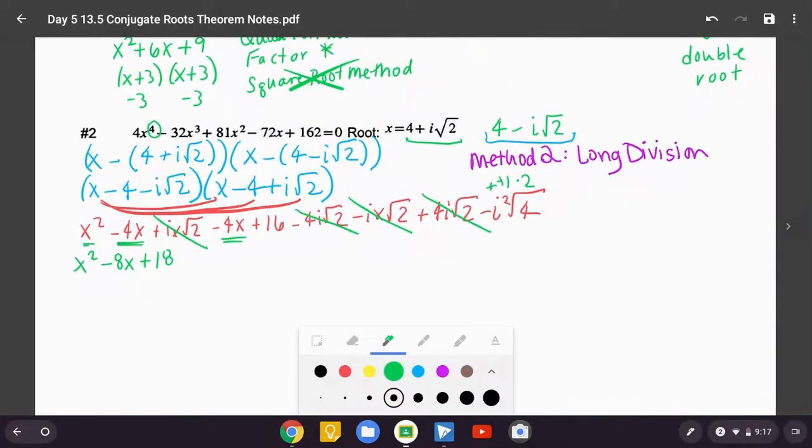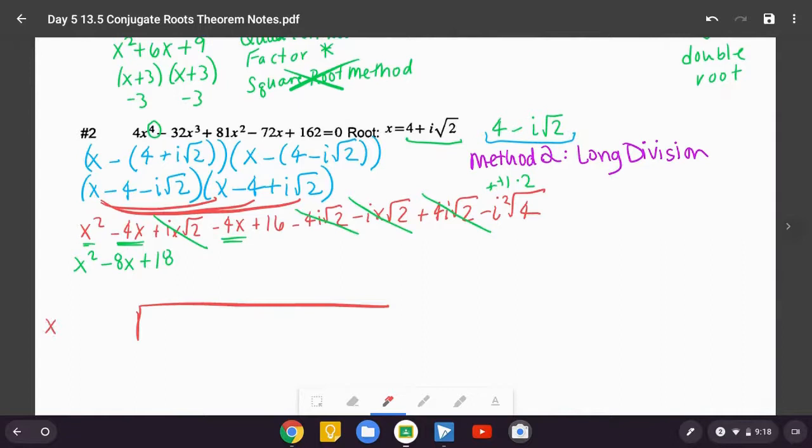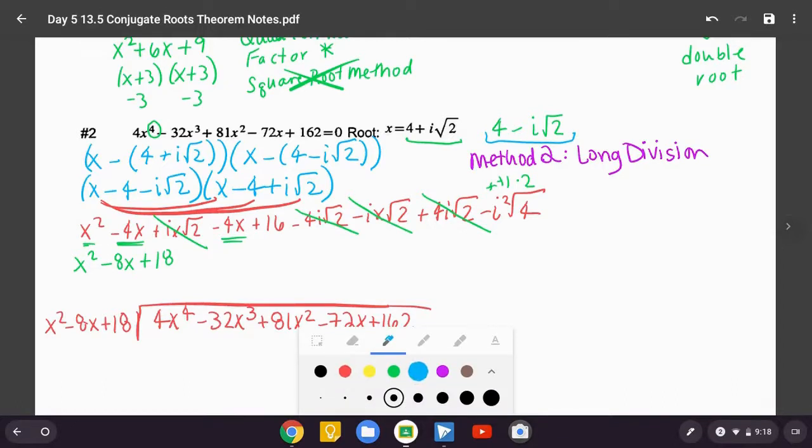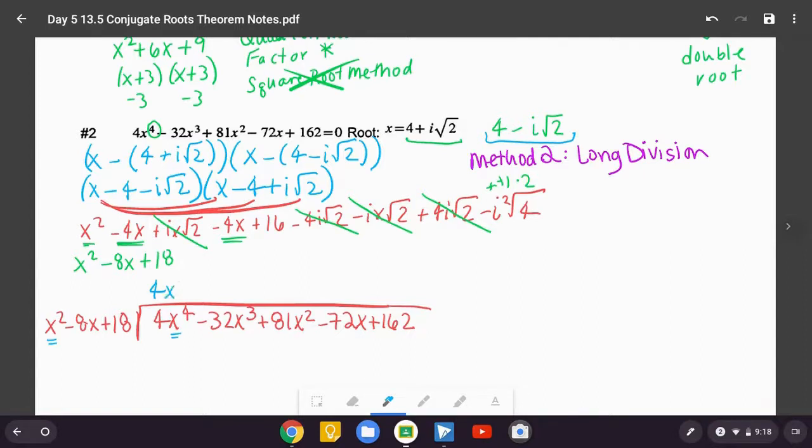All right, so let's go back to our long division. And we're going to divide by x squared minus 8x plus 18 from the original polynomial, which is 4x to the fourth minus 32x to the third plus 81x squared minus 72x plus 162. All right, so I need to divide, and when I do that, I look at really just the first term. So x squared times what will give me 4x to the fourth? Well, I know I need a 4 there. That would give me 4x squared, and I need a higher degree of x's, so x squared times x squared will give me x to the fourth.